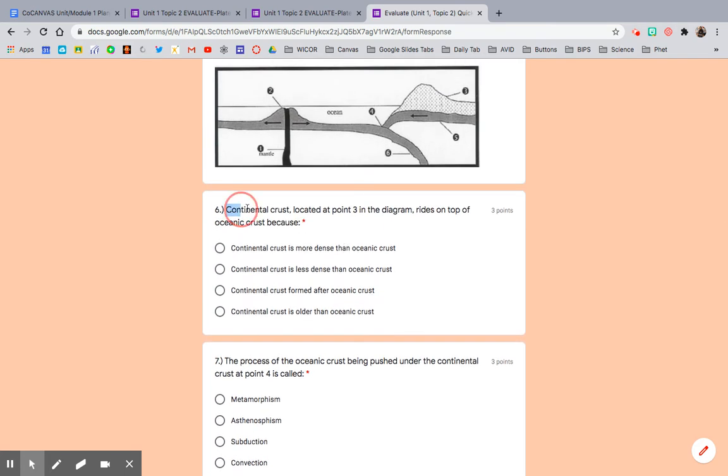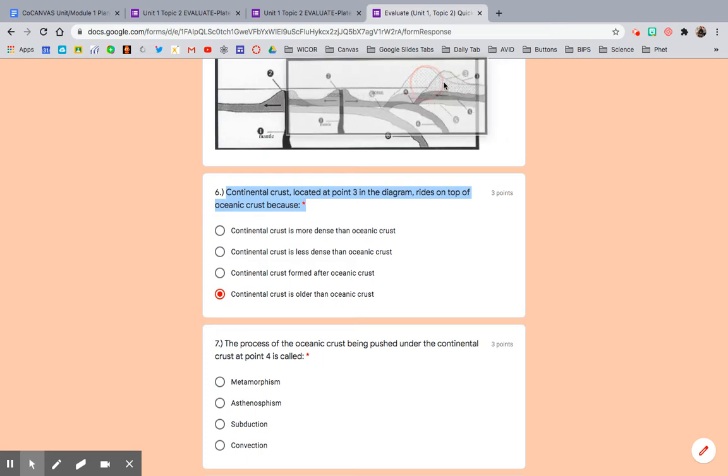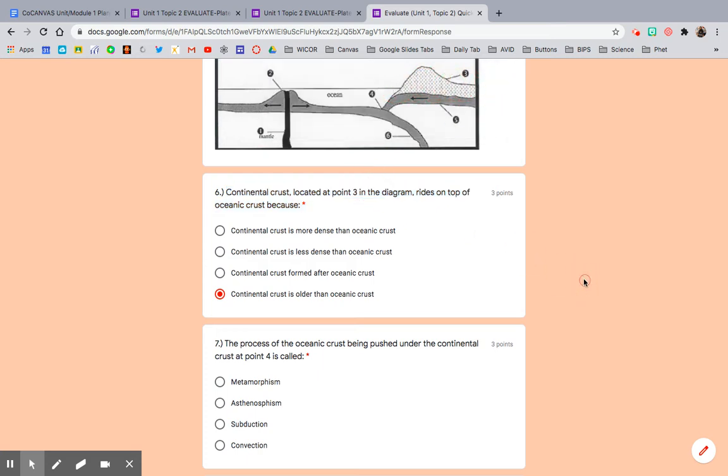So number 6, the continental crust located at point 3 in the diagram rides on top of the oceanic crust because. So the continental crust located at point 3 in the diagram. So they're talking about this. Why does this continental crust ride on top of the oceanic crust? Because continental crust is more dense than oceanic crust. Because continental crust is less dense than oceanic crust. Because continental crust formed after oceanic crust. Or because continental crust is older than oceanic crust. Why does the continental ride on top of the oceanic?